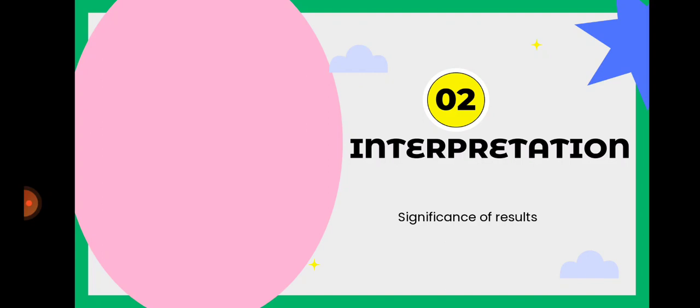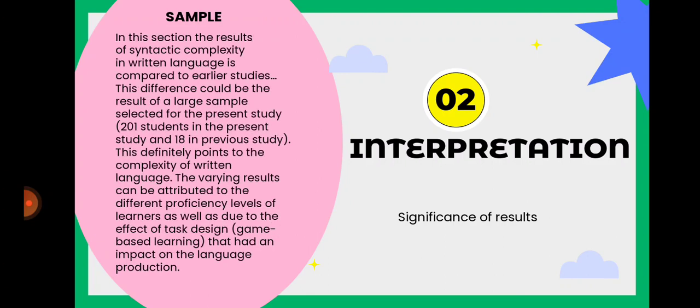So here is a sample that I have for you. As you can see from this sample, I have started like this. In this section, the results of syntactic complexity in written language are compared to earlier studies. And then, of course, I have shown what kind of comparison I have found, and after I have shown that, I have identified that the difference could be as a result of a large sample selected for the present study.